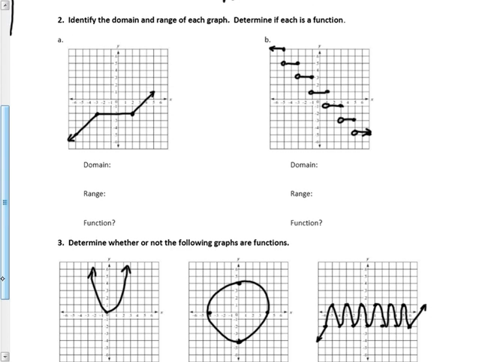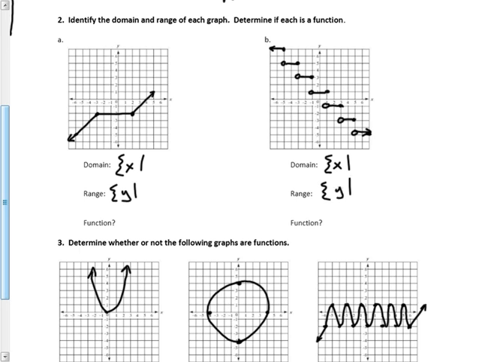Number 2, identify the domain and range. Determine if it's a function. Remember that we want the domain to be written like this. So on both of them it's the same. We want the range to be written like this. Both of them it's the same.